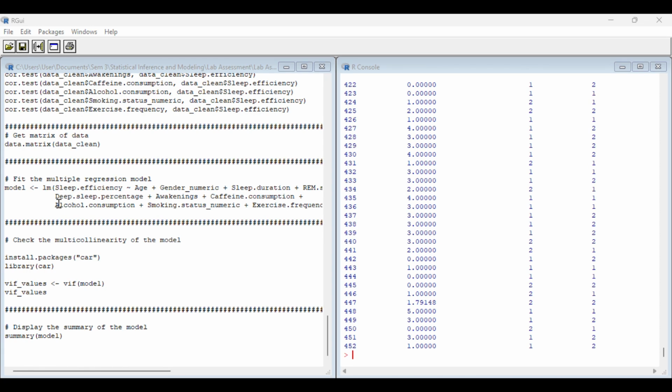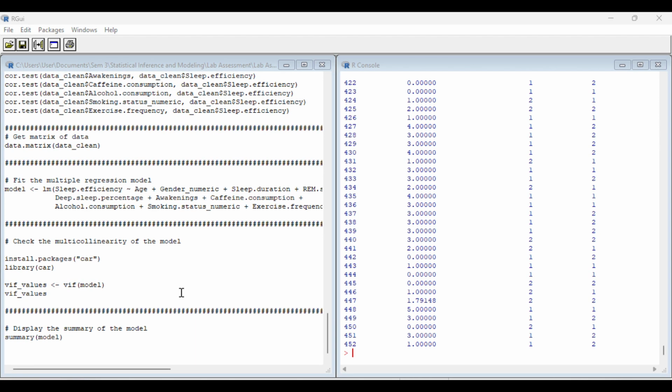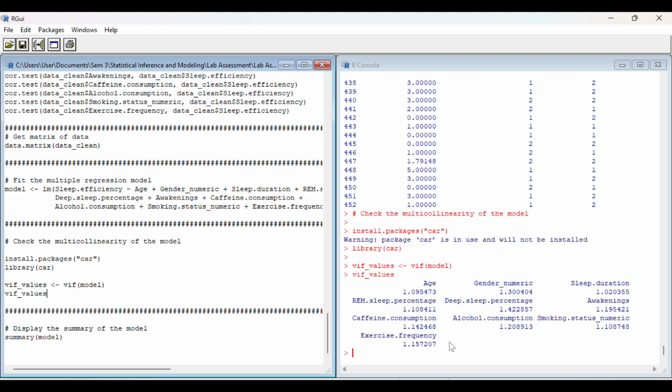Moving forward, I performed a multiple linear regression analysis using the lm function and then checked again the multicollinearity of the model by using the vif function and importing the car package to ensure that there are no multicollinear variables that can mislead the result. As we can see, the results for all predictors are around 1, which implies that the coefficients in the regression model are stable and the statistical significance can be used for interpretation.